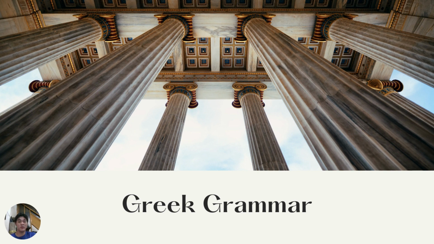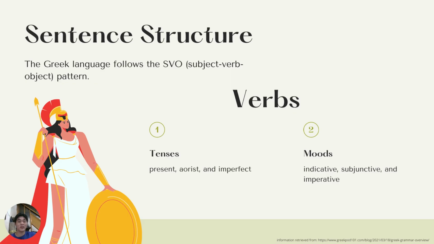For Greek grammar, I would say that it's pretty basic, so I'm just going to give you the basics of it. For the sentence structure, the Greek language follows the SVO pattern, like the English language, which is the subject, verb, object pattern. For the tenses, we have present, aorist, and imperfect. The present tense is a continuing action, something happening continuously or repeatedly, a general truth, or something that is in the process of happening.